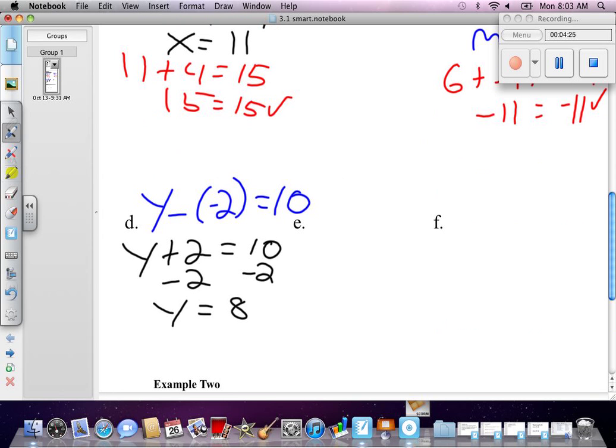Now don't forget your check. 8 minus a negative 2 equals 10. Those 2 negatives become a positive. 8, 9, 10. 10 equals 10. You have to do your check. You won't have to do it for very long, but you do have to do it at the beginning of this chapter because I want to make sure you know what you're doing.